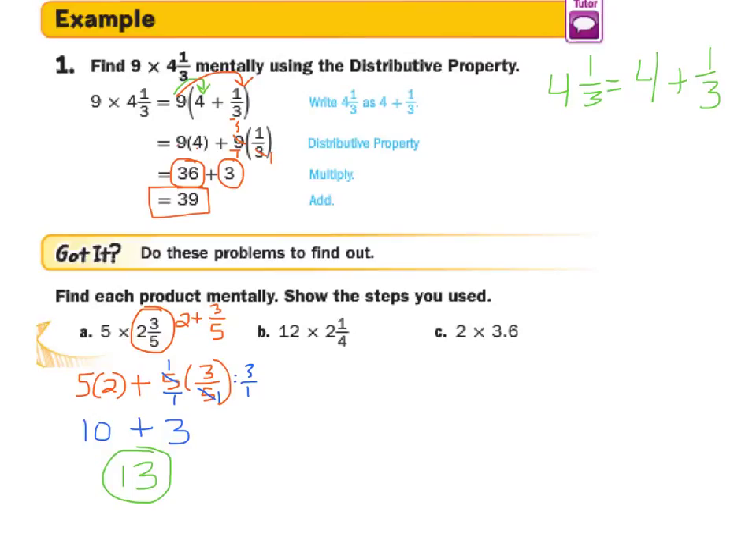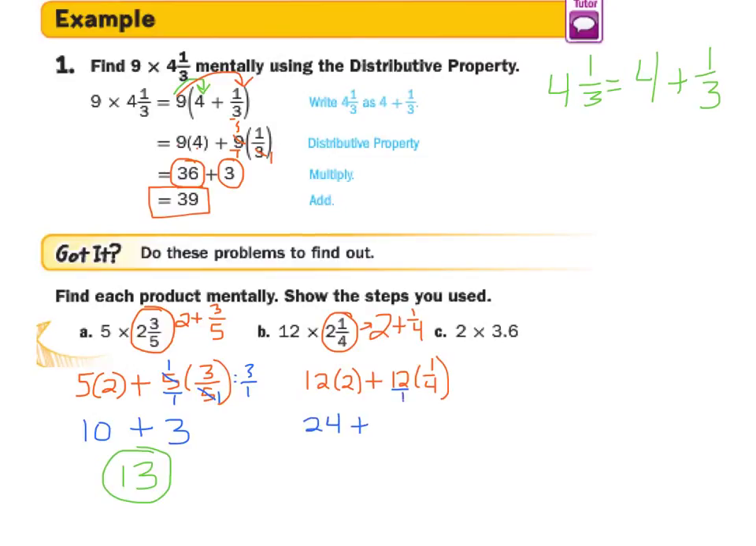Let's try another one. 2 and 1/4, that's the same as 2 plus a 1/4. So we break it apart. So we're going to do 12 times 2, and we're going to add to that 12 times 1/4. So 12 times 2 is 24.